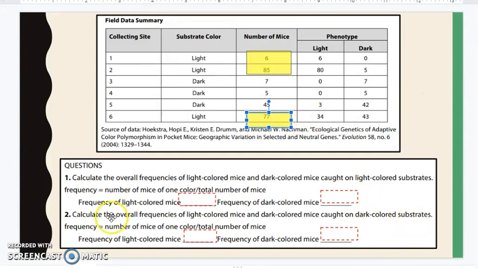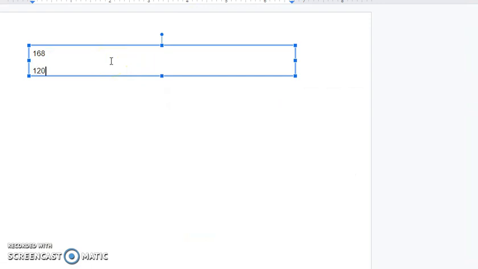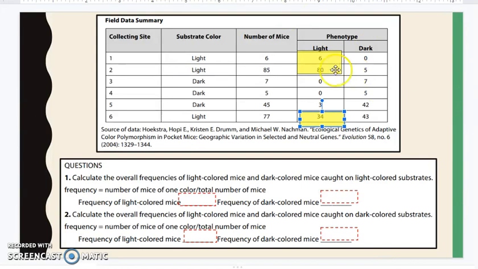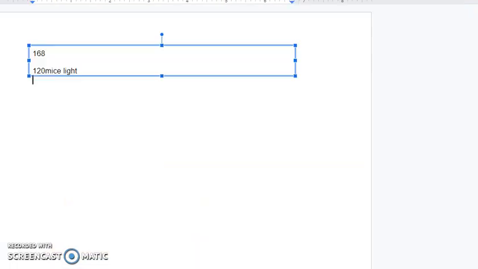And now it says calculate the number of frequency of light-colored and dark-colored mice. So if I look over here, I have for the light, so I look at these numbers, I have 86 plus 34. So if I do that math, 86 plus 34, I'm looking at 120 mice. So 120 mice had light fur. And then the remaining mice, if I go back to this, dark, I have 5 right here and 43. So now I'm looking at 48 with dark fur.